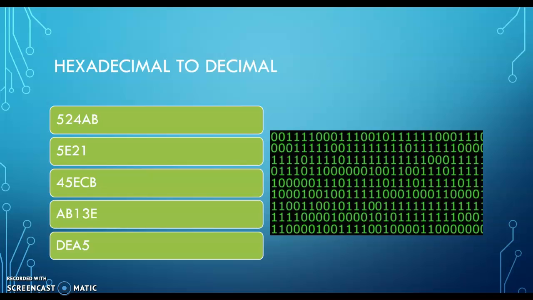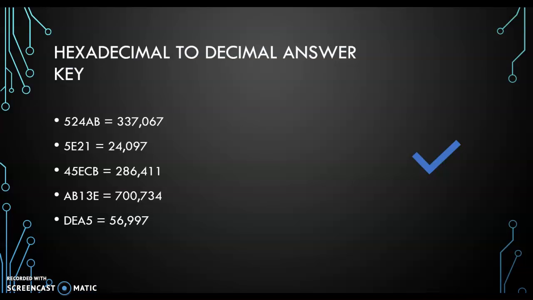5821, 45ECB, AB13E, and then DEA5. So I went ahead and put the answers. For 524AB, that's going to be 337,600. 5821, that's going to be 24,097. 45ECB, that's going to be 28,6411. For AB13E, that's going to be 700,734. And for DEA5, that's going to be 56,997.